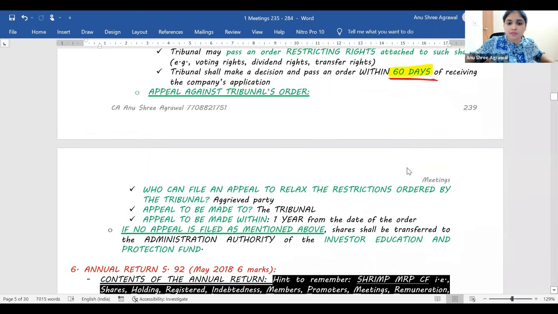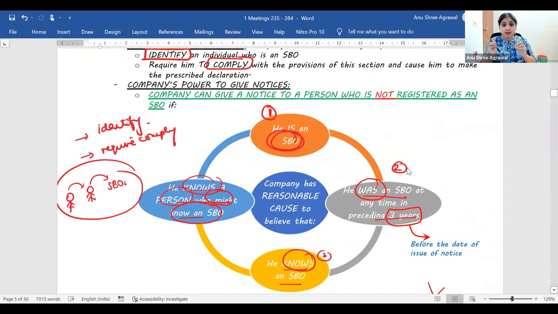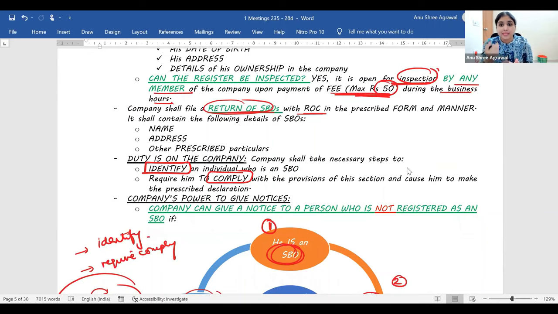If you are not okay with the tribunal's order, you have to file an appeal within 1 year from the date of the order. Are we clear with this? The last part I'll repeat once again. If you're putting responsibility on the company, even you put effort to identify SBO and you see if these people have filed declarations or not. If they have not filed declaration, you require them to comply. You ask them to file the declaration and fulfill this law.